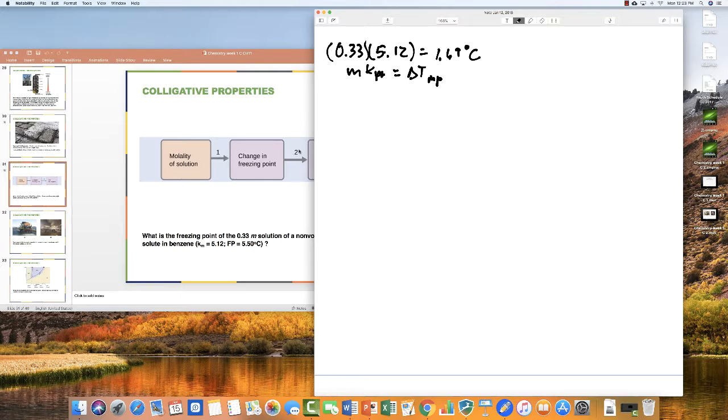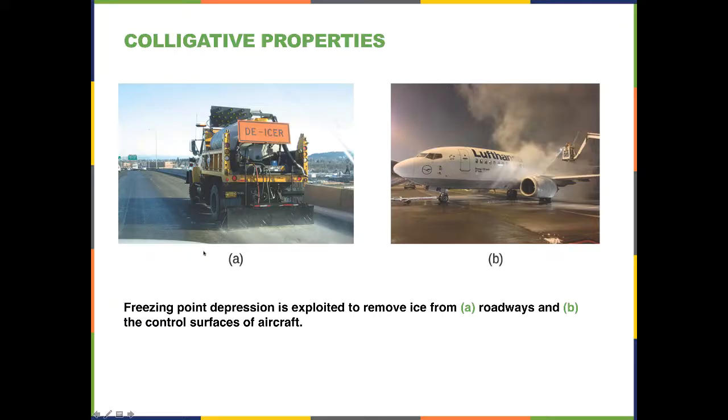The second step is you now subtract that from the pure melting point. So 5.5 degrees is the pure melting point, and you subtract 1.69, and the new melting point is going to be 3.81 degrees centigrade, and we're at the appropriate significant figure.